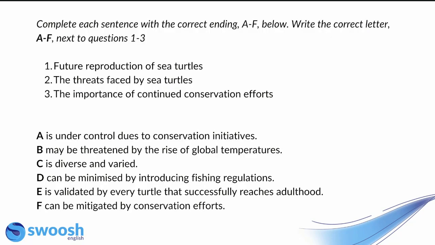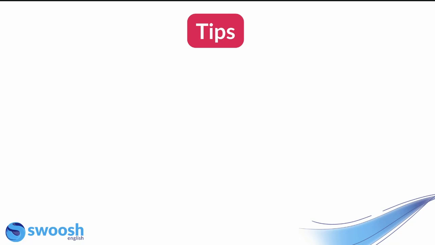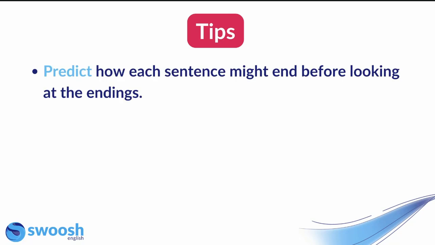Now you can see here that you've got 3 sentence halves and then you have 6 possible endings. So you're going to be reading the text and based on the information in the text, matching these sentence halves to make complete sentences. So what are some strategies that you can use or things to keep in mind? Firstly, it can be really helpful to predict how each sentence might end before you even look at the endings. So this can really help you, especially if you've already read the text for a previous question type. You might already have an idea of how the sentence might end.